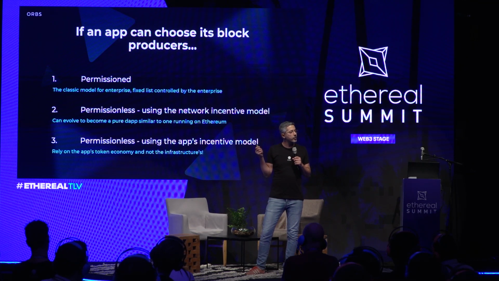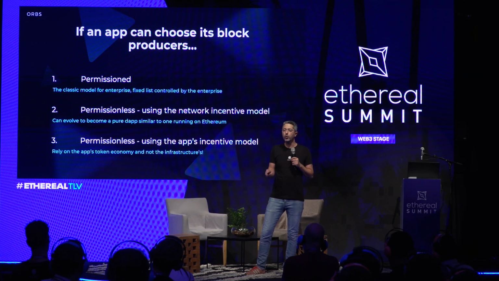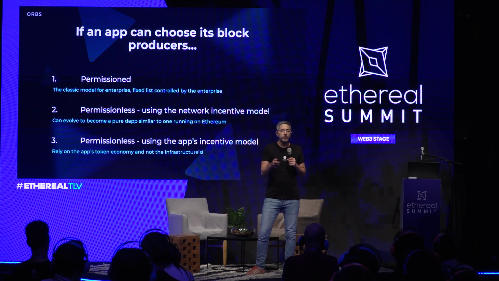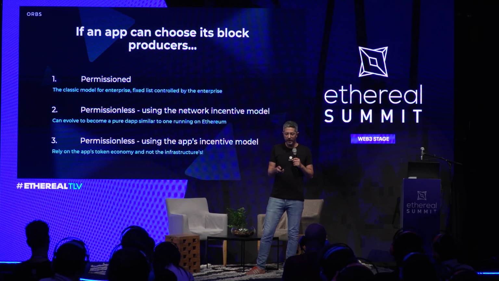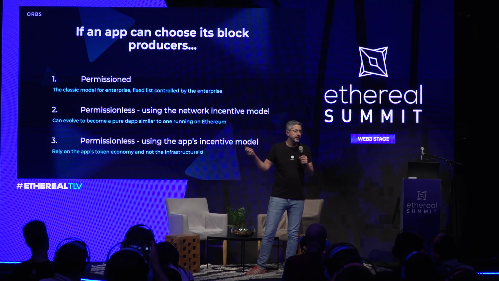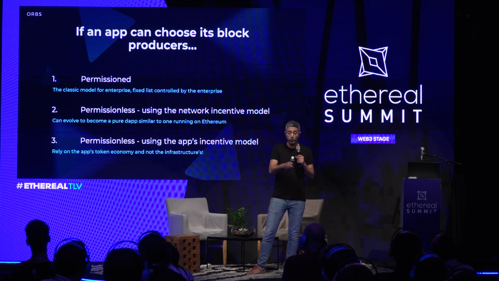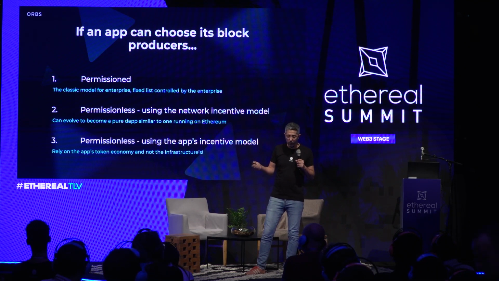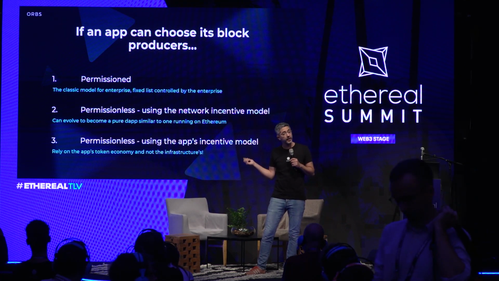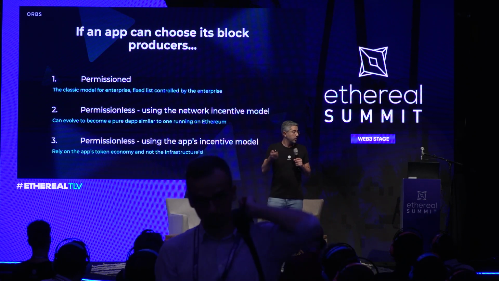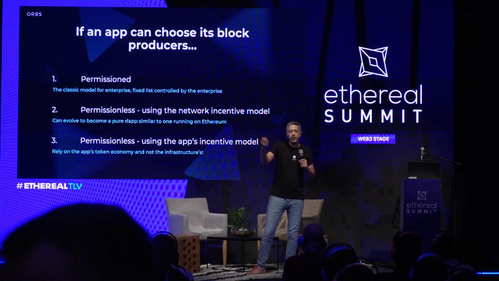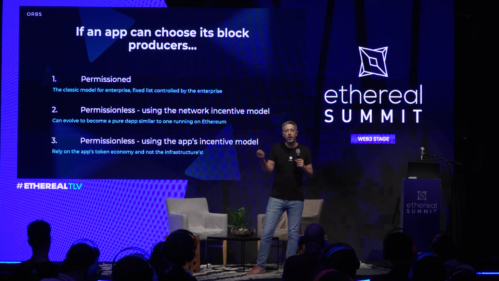So we said that the degree of flexibility that we've added is that the app can choose its own block producers. The natural choice for an app like Uber is to just choose a permissioned list of block producers, choose its own servers. This is what most enterprises would do today. This is the classic model, a fixed control list. This is what we've analyzed so far. But the app is free to choose whatever list of block producers it wants.